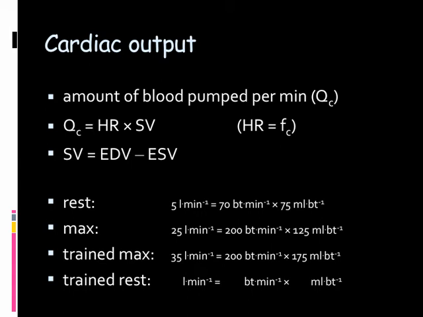Now, because we can measure heart rate, we like to say, oh, training causes a lower heart rate. Well, that's not wrong, but what training causes is a higher resting stroke volume. Consequently, we have a lower resting heart rate.